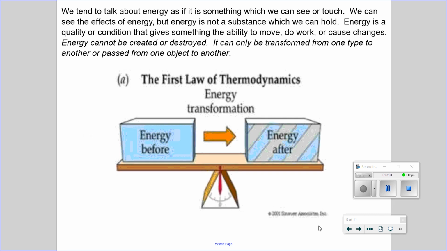We tend to talk about energy as if it is something which we can see or touch. We can see the effects of energy, but energy is not a substance that we can hold. Energy is a quality or condition that gives something the ability to move, do work, or cause changes. Energy cannot be created or destroyed. It can only be transformed from one type of energy to another, or passed from one object to another.